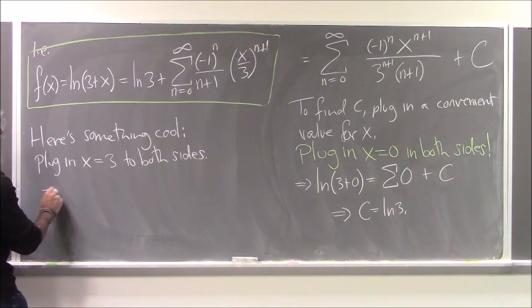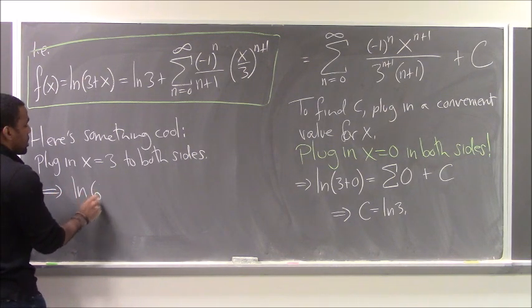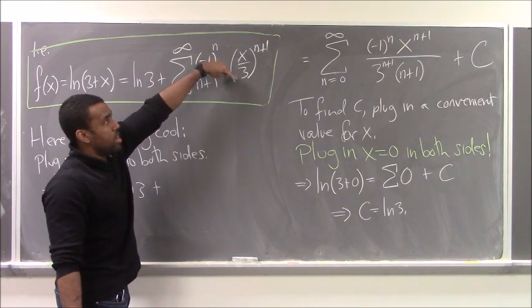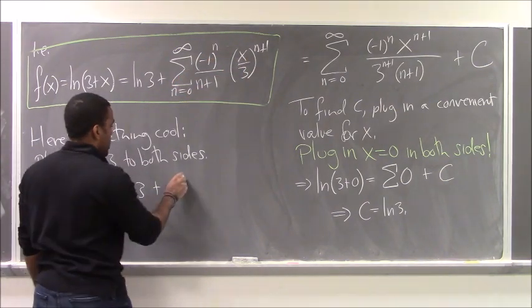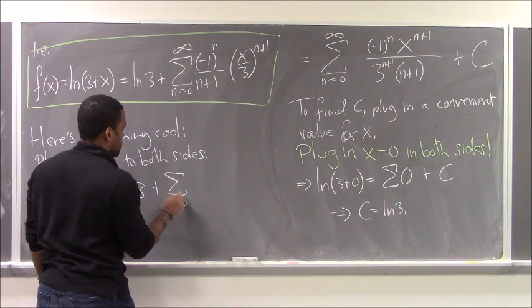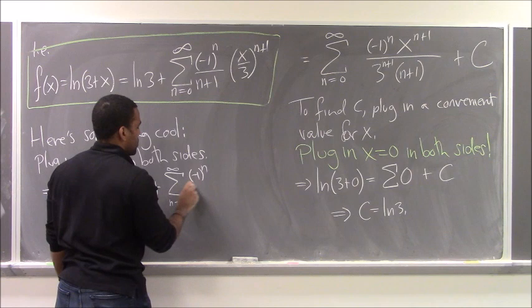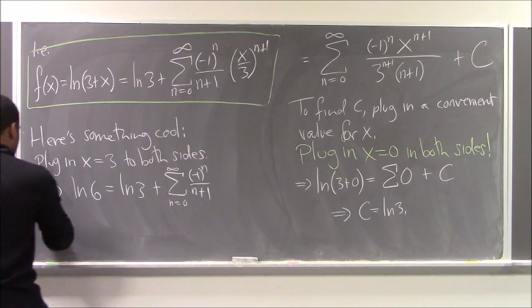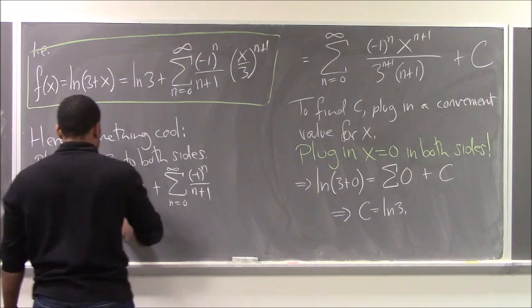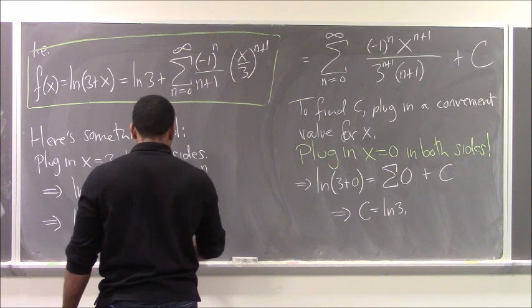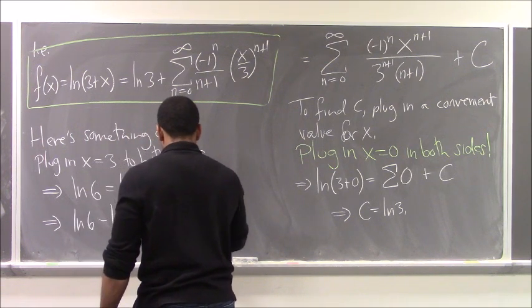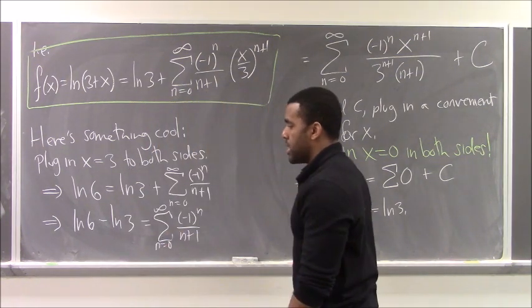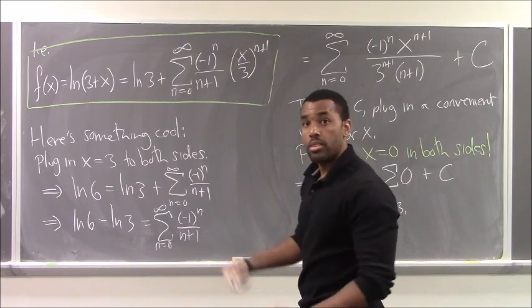What happens when you plug in 3 to both sides? Well, you get ln of 6 on this side equals ln of 3 plus, well, x equals 3, 3 divided by 3, that's just 1, so I can ignore this part, and I get this thing. In fact, this leaves me with ln 6 minus ln of 3 is this series. Now, ln of 6 minus ln of 3 is ln of 2, because that's ln of 6 divided by 3.